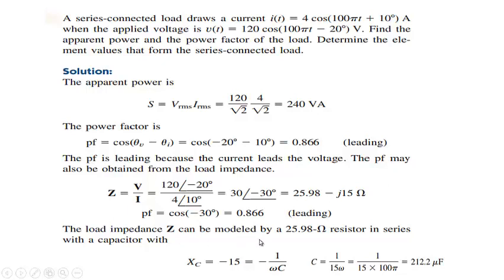So the load impedance can be modeled as 25.9 as a resistor, since we know that the real part will always be a resistance, and the reactive part can be modeled as reactance, as capacitance or inductance, depending upon the sign of this value. Since this is minus, Xc is equal to minus 15, which is minus 1 by omega C. So C will be equal to 1 divided by 15 into omega, where omega is equal to 100 pi. So it comes out to be 212.2 microfarad. This is the value of C.